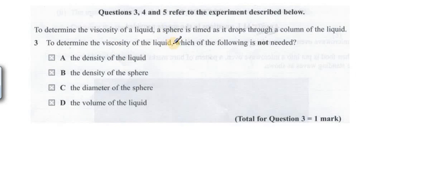Okay, to determine the viscosity of a liquid, a sphere is timed as it drops through a column of the liquid. To determine the viscosity of the liquid, which of the following is not needed? The density of the liquid, the density of the sphere, the diameter of the sphere, the volume of the liquid. So we need densities because sometimes we need the upthrust equation to use. So we need the density of the liquid and the density of the sphere as well as the diameter of the sphere. So the option is: we don't need the volume of the liquid.